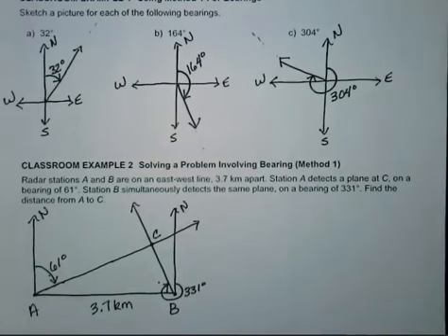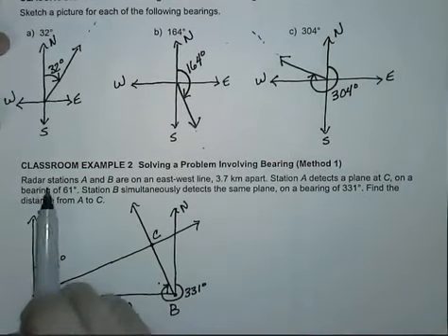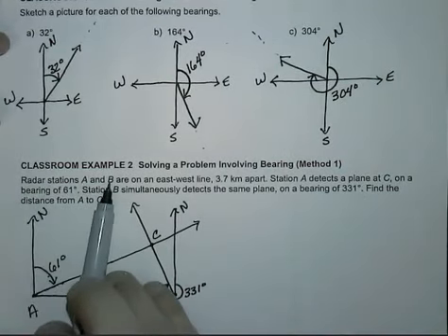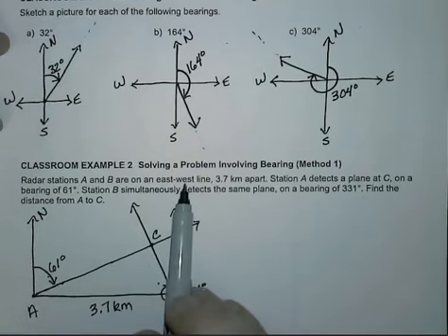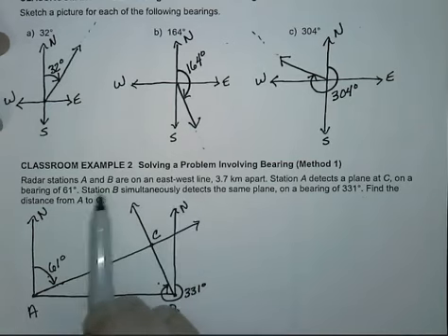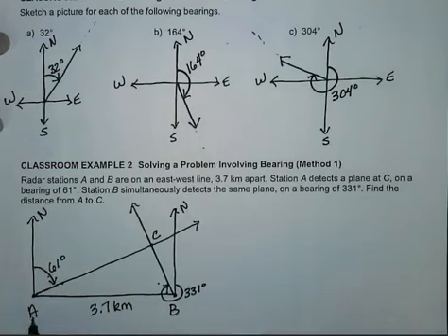Here's an example where we're actually using the bearing to solve a problem. So in this one, we've got our two radar stations, A and B. It's a little bit confusing because it says they're on an east-west line. And to me, that would mean that A was east of B, but that's not actually how they meant it in this problem. Here's what the picture actually is. The A is meant to be to the west and the B is to the east. But they're 3.7 kilometers apart.